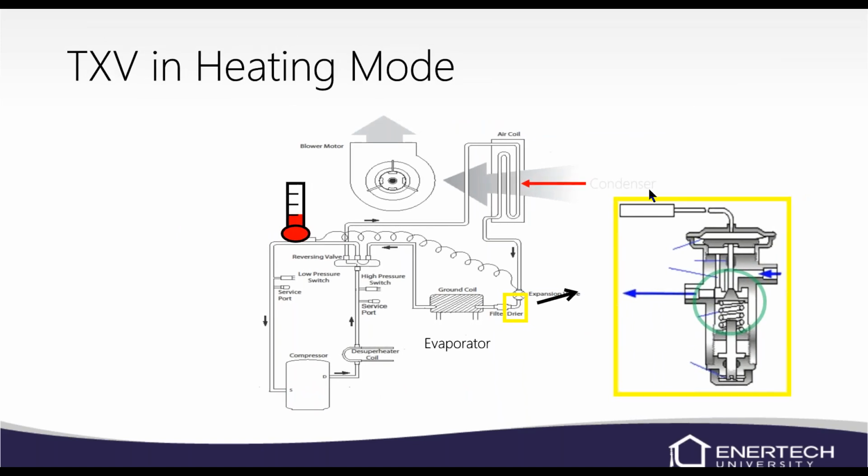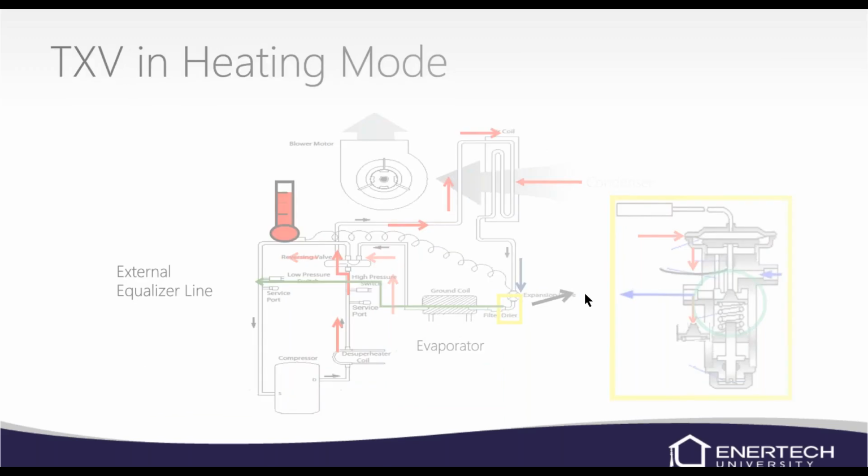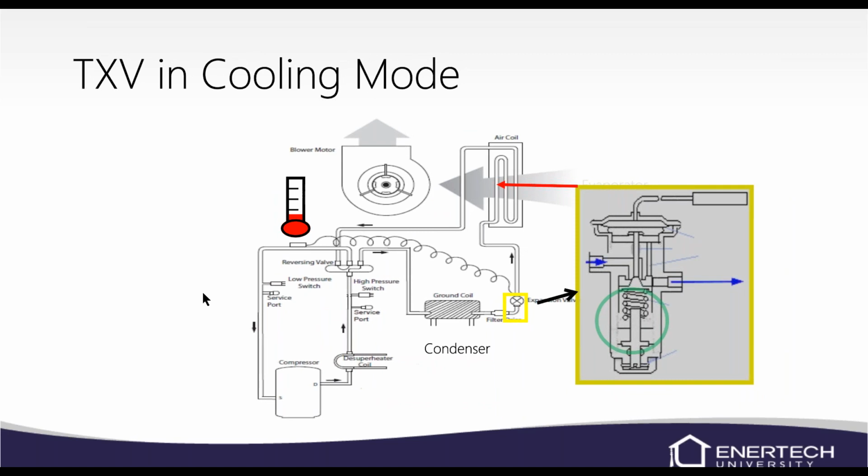So a TXV in heating mode, this is your sensing bulb here. As the bulb warms up, it pushes on the diaphragm, which in turn pushes that piston down, allowing more refrigerant to flow through. In cooling mode, same thing. The bulb doesn't change where it's located.